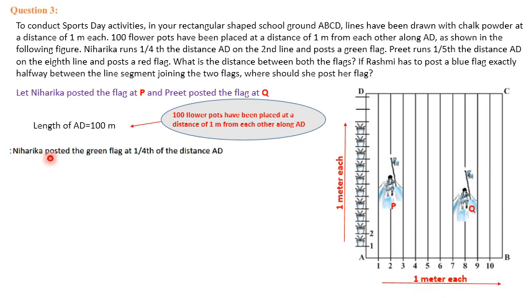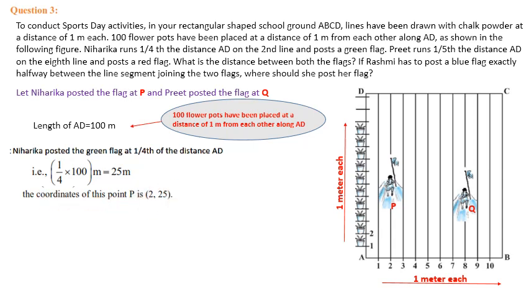So Niharika posted the green flag at 1/4 of the distance of AD. That is a condition given to you. First of all, we have to calculate 1/4 of AD. AD is 100. So 1/4 of 100, when you cancel 4 and 100, you will get 25 meter. That means the coordinates of this point is (2, 25).